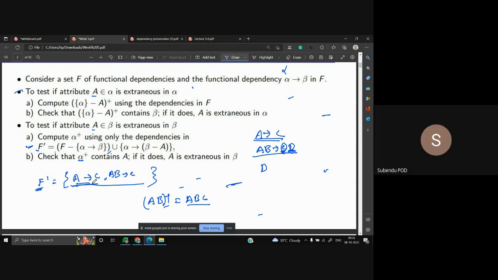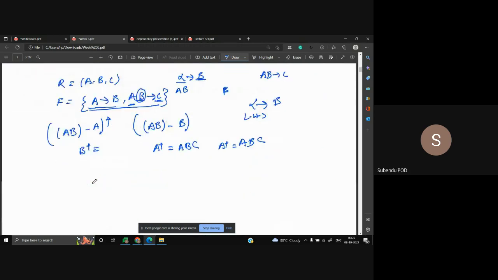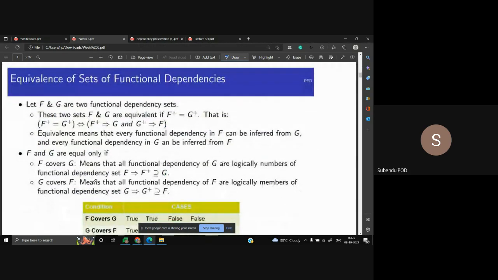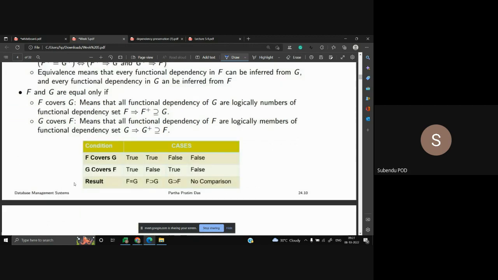So I think it is clear for extraneous attributes. So now we'll see the equivalence of sets of functional dependencies. When can we say that two sets are functionally equivalent or not? Say F and G are two functional dependency sets. Two functional dependency sets are equivalent when F closure equals G closure. Don't worry, you will see with the help of an example. F and G are equal only if F covers G and G covers F. Then we can say that F and G are equivalent. So we will see with the help of one example.